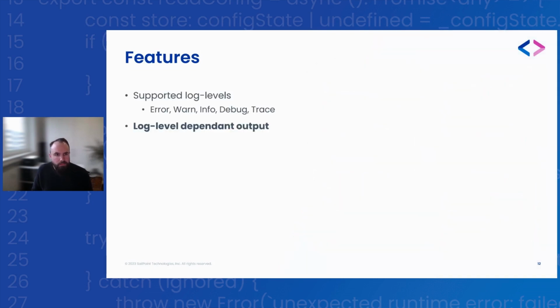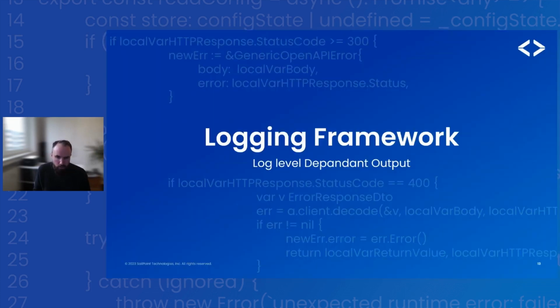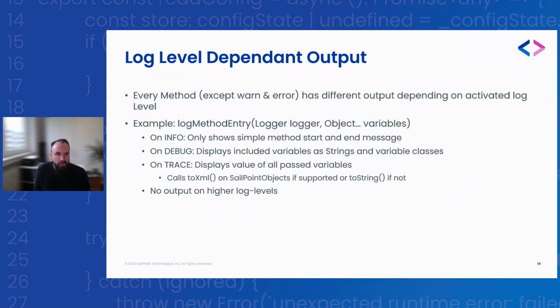So we support different log levels with this framework, which are the usual suspects: error, warning, info, debug, and trace. We didn't include fatal because error typically is sufficient for what we do. And probably the most important or main feature and main selling point, if you want to call it that, of this framework is log level dependent output. So what does it mean? I want to explain that as a little example of our log method entry function. Generally, every method that we have, except the warn and error messages, has different outputs depending on which log level is actually activated.